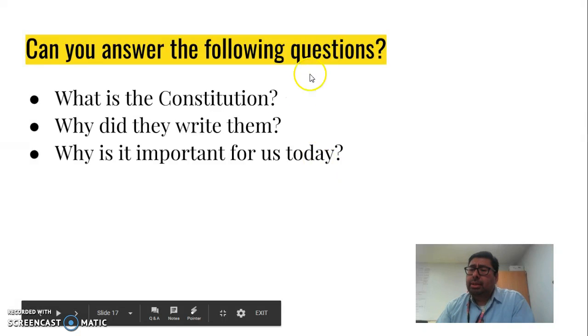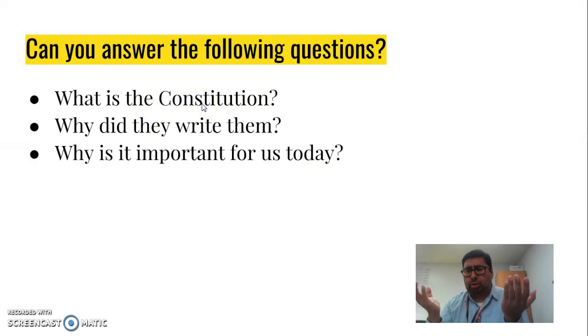So can you answer the following questions? One, what is the Constitution? Two, why did they write them? Why did they write these rules or this document? What was the point?